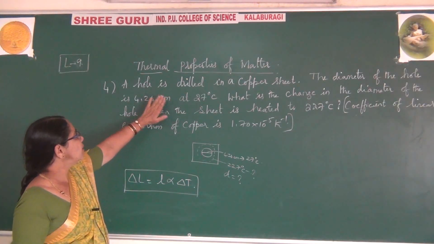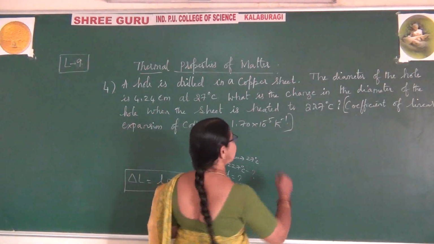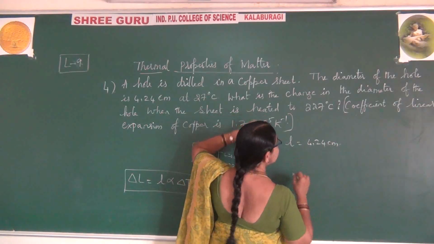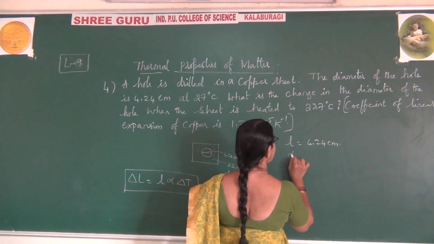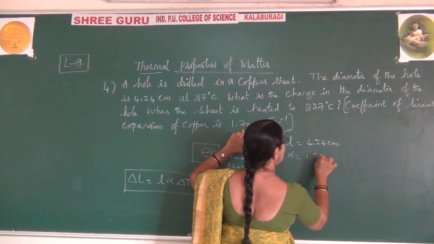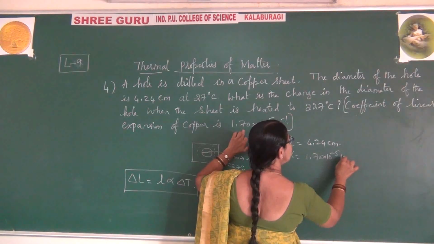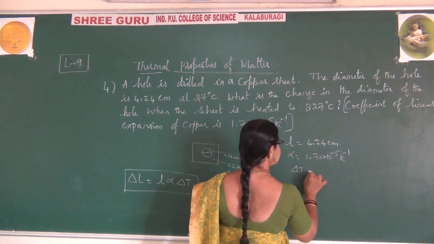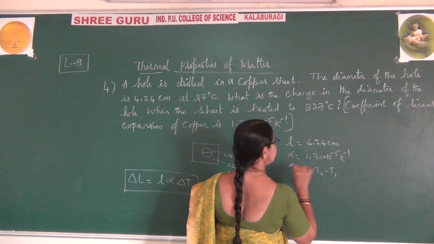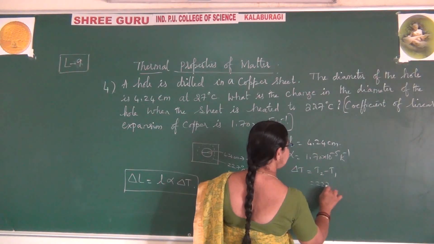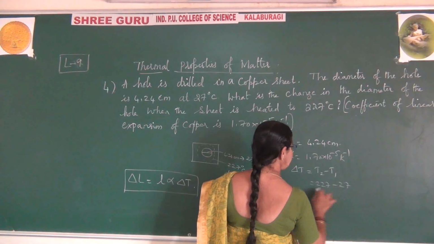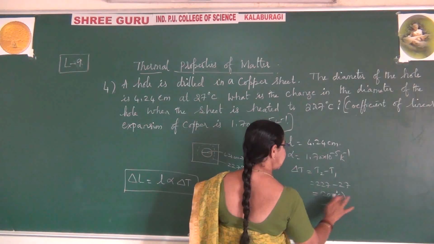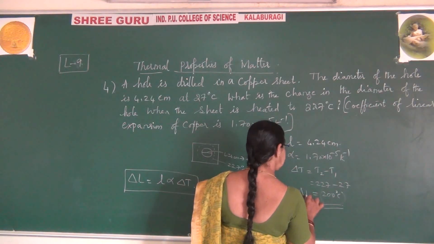Let me rewrite the values by reading the question, where L is equal to 4.24 centimeter. Alpha is 1.70 into 10 raised to minus 5 per Kelvin. And next is delta T. What is this delta T? T2 minus T1. T2 is 227 degree centigrade minus 27, you get 200 degree centigrade. This is what you have for delta T.